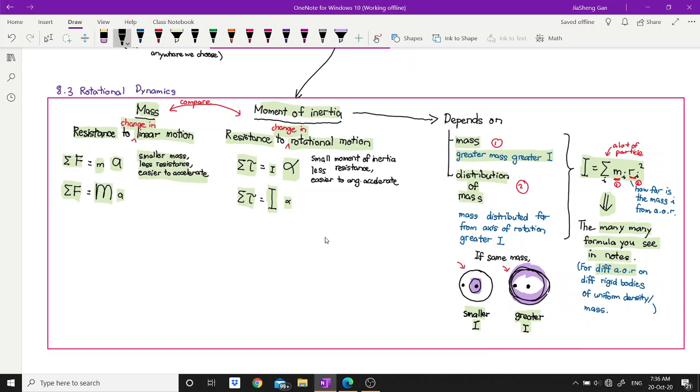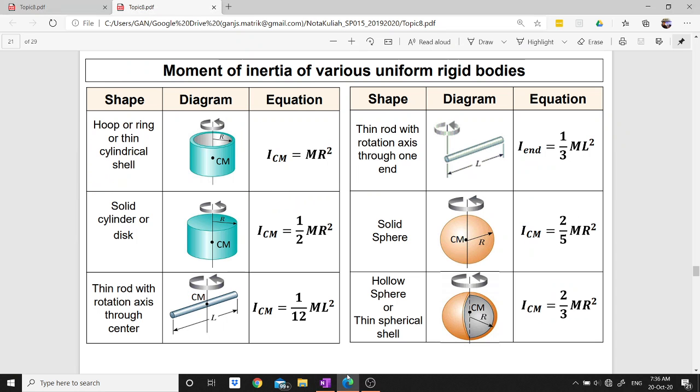So if we look at the formulas, they are like this. And there are many formulas. There's no point explaining them, as they are derived using integration. But what you need to know is that there are different shapes, and for different shapes there are different points of axis of rotation. Sometimes the axis of rotation can be on the side. Sometimes the axis of rotation can be at the center. So for different situations, you have different moment of inertia equations derived.